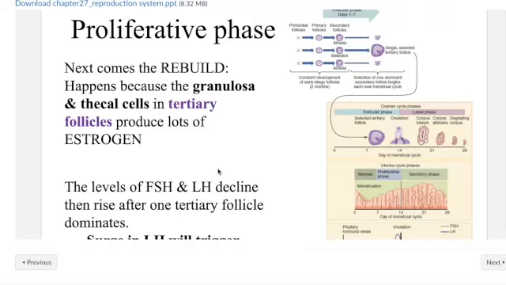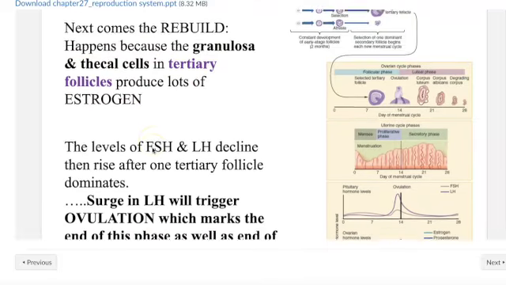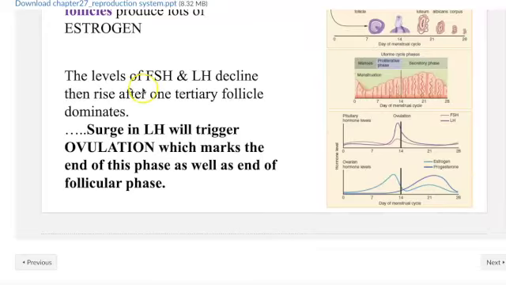Proliferation phase. Next comes rebuilding. This can happen because the granulosa and thecal cells in the tertiary follicle will start producing estrogen. The levels of FSH and LH decline, then rise after one tertiary follicle will dominate. Remember, only one will dominate. The surge of the luteinizing hormone will trigger ovulation, which marks the end of this phase.